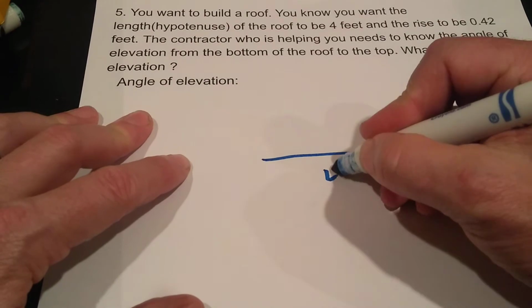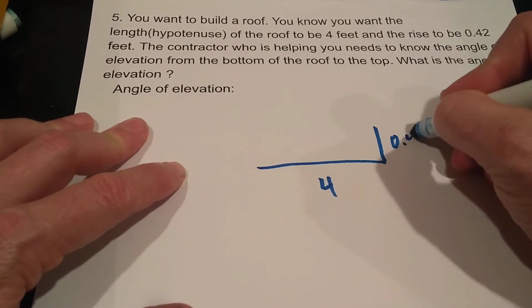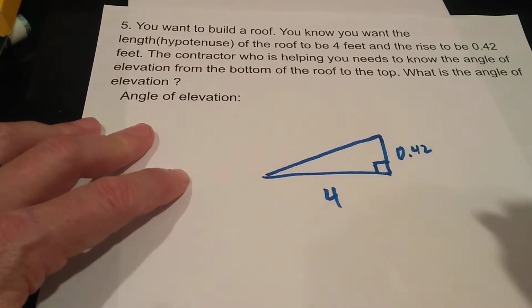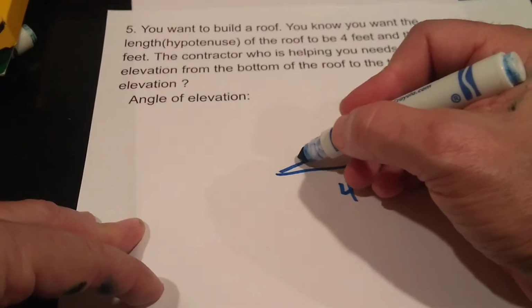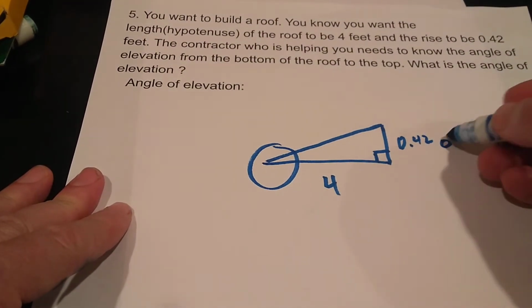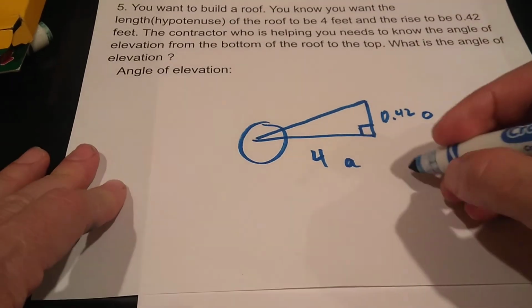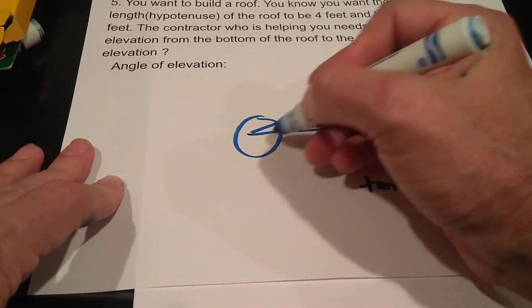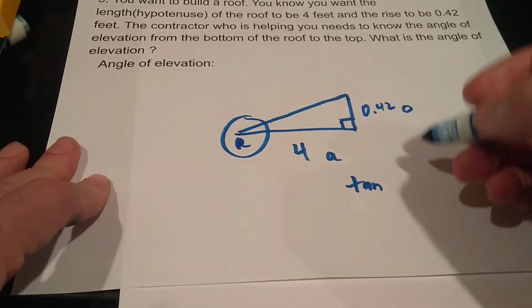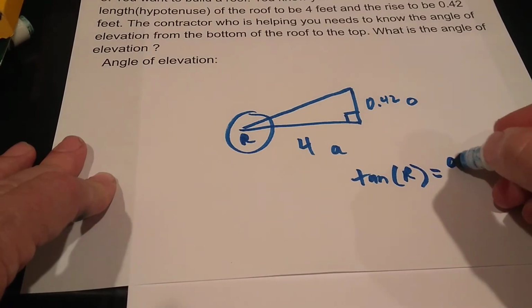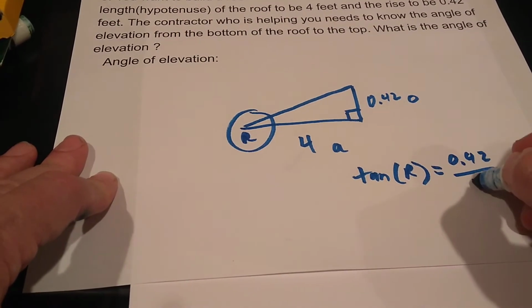Okay, so let's draw this out. 4 feet long, 0.42 feet high. This is going to be a right triangle. I could figure out the hypotenuse. This is not asking for it. It's asking for what this angle is. Okay, so if we're using those two, this is opposite, this is adjacent. So we know the tangent of whatever that is. Let's call it, I'm going to call it R for roof. Tangent of R is equal to 0.42 over 4.